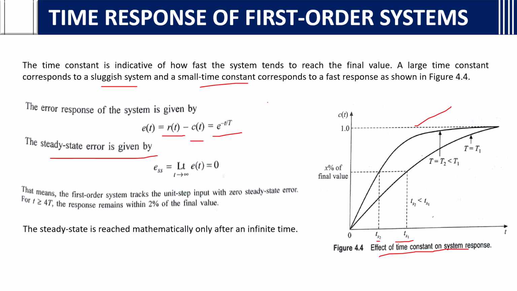The steady state error is given by e_ss equals the limit as t tends to infinity of e of t. E of t is e power minus t by T. So if you substitute infinity, you will get 0. The steady state error will be 0. That means the first order system tracks the unit step input with 0 steady state error. For t greater than or equal to 4T, the response remains within 2% of the final value. The steady state is reached mathematically only after infinite time.